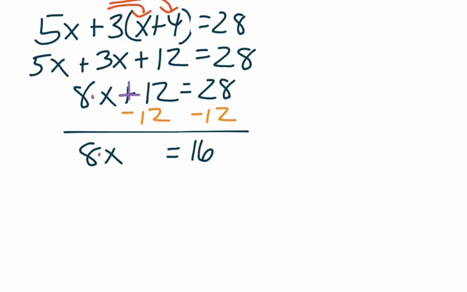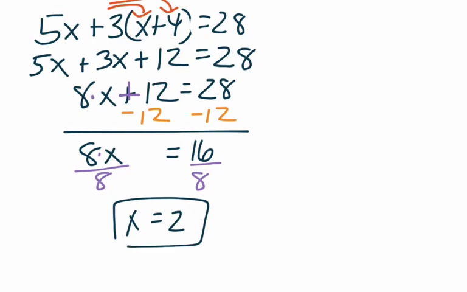This is multiplication, so we'll undo that multiplication with division. 8 divided by 8 is 1. And 16 divided by 8 is 2, and we get an answer of 2. Now, this is what's called showing all of the steps. We're doing the little arrows and we're showing the minus 12, and we're showing the divided by 8. You can do that. There's nothing algebraically wrong with doing that. You just do want to be aware that you don't have to do it all.